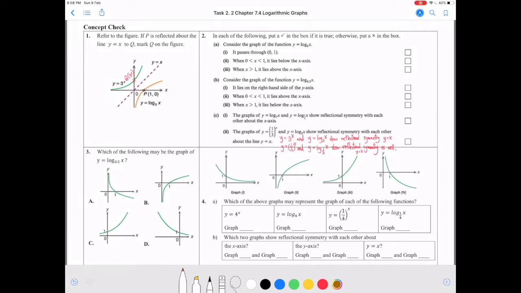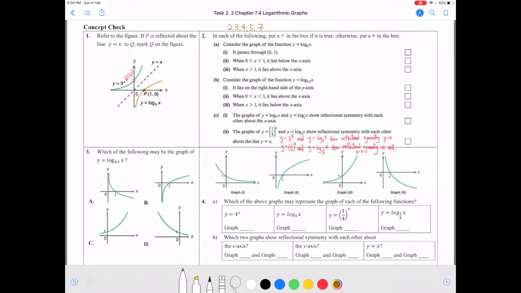Okay, here we will do concept check question 2, 3, 4, 5, and 7. The first one, question 2.